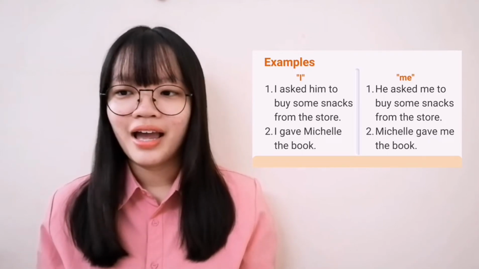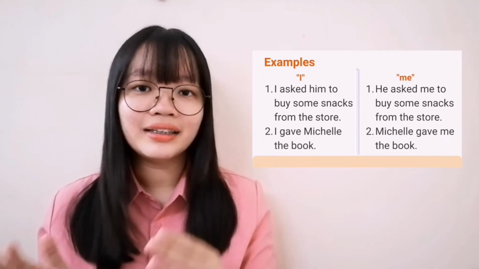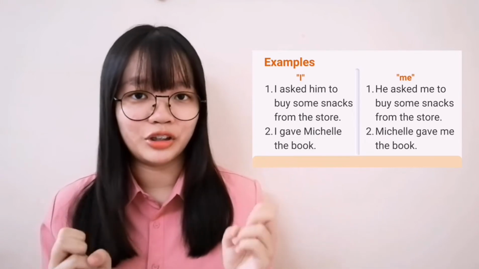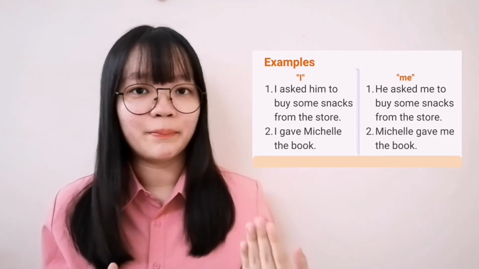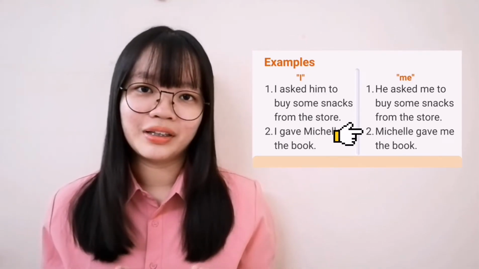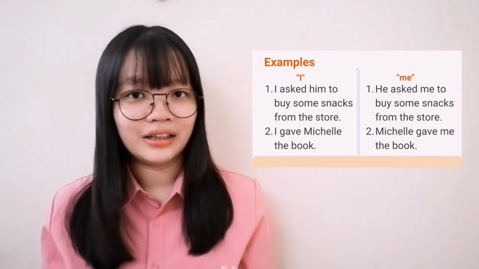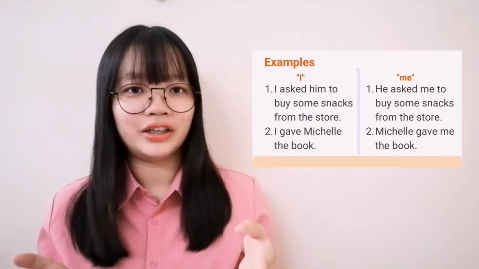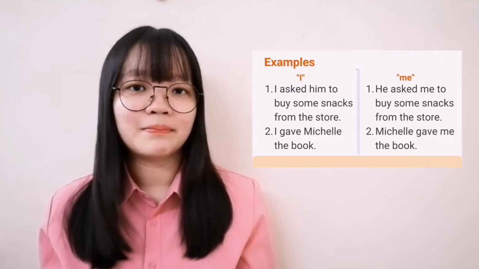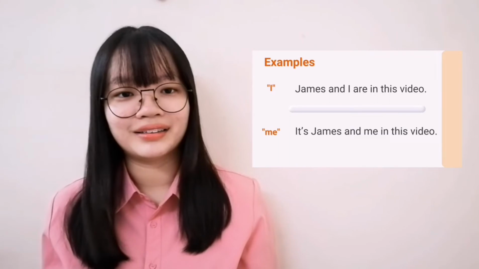The second one, I gave Michelle the book. So in this sentence again, I is the subject. I gave Michelle. I does the action. I gave Michelle. So we use subject pronoun which is I. Michelle gave me the book. Michelle is the subject whereas me is the object. So we use object pronoun which is me. Michelle gave me. Let's look at some examples that are more complicated that involve compound subject or compound object.